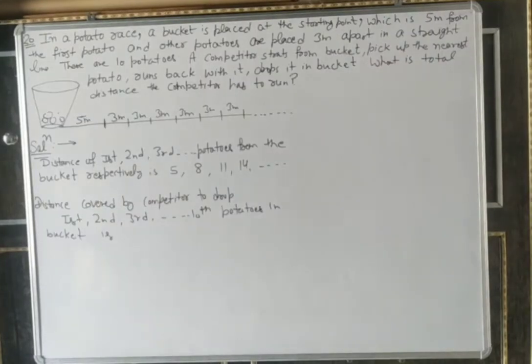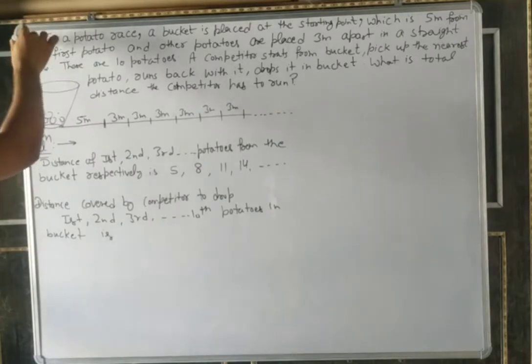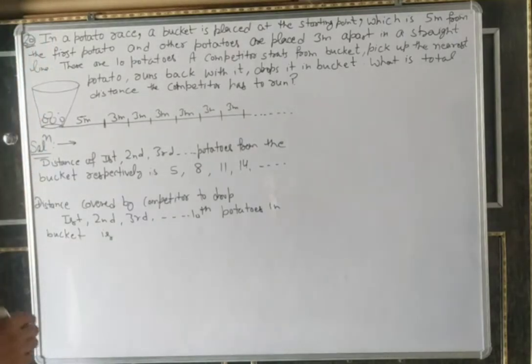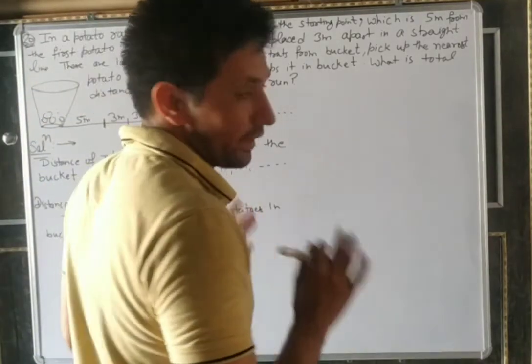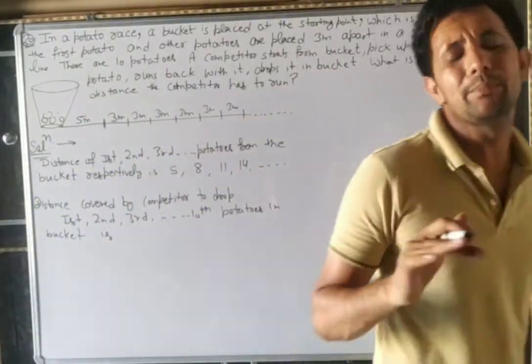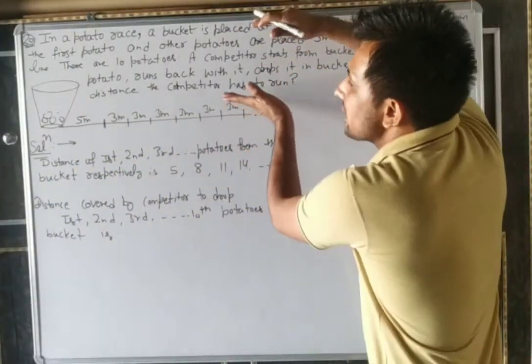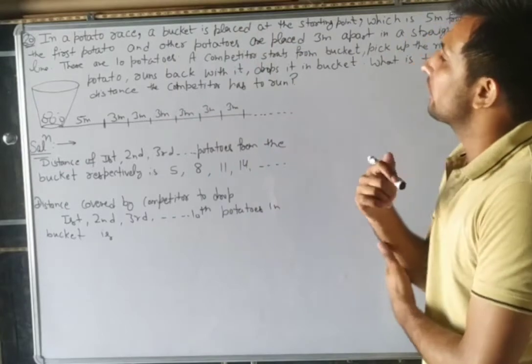Now, dear, the last question of this exercise, question 20. What is given? In a potato race, there is a potato. It is very simple, dear. You only have to understand whatever is given in the question.